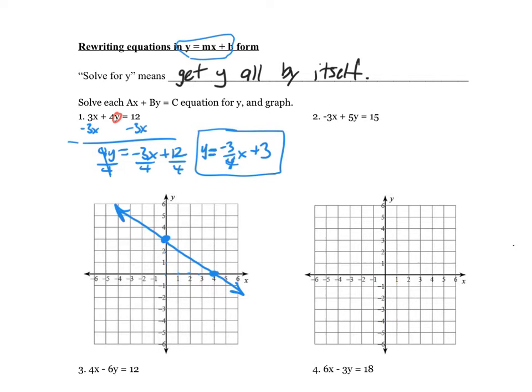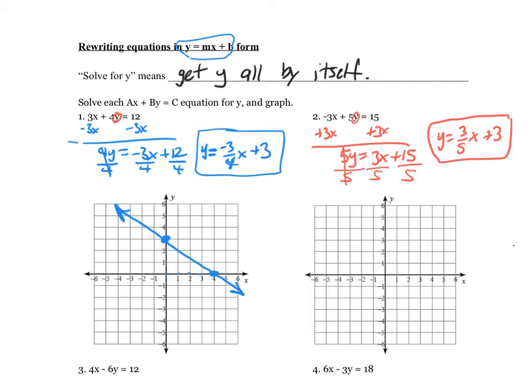Example number 2, I'd start by moving the negative 3x to the other side. Remember, I think it's a really good idea to circle what we're solving for, so I'm getting rid of everything else. So I would add 3x to both sides. So I have 5y equals 3x plus 15. Then I would divide everything by 5, and this is a crucial step. We have to divide the entire right-hand side of the equation by 5. That 5 cancels out, and I get y equals 3/5 x plus 3.